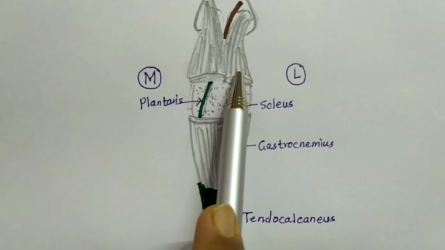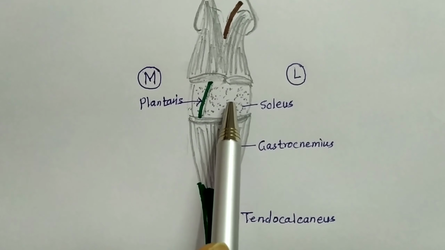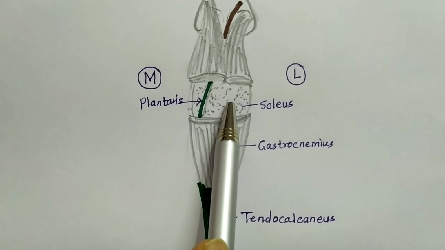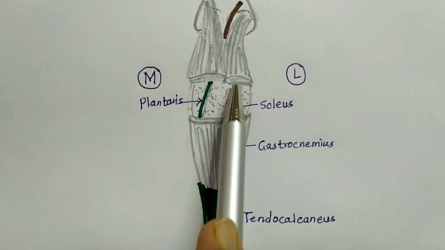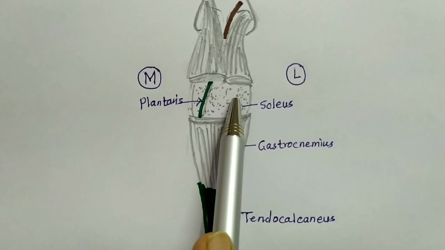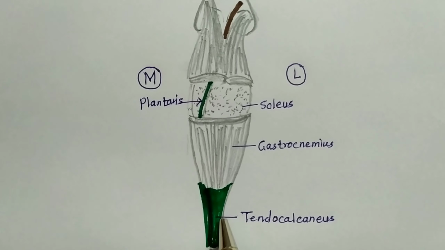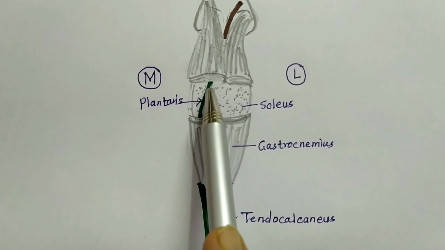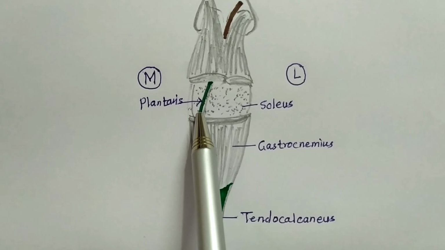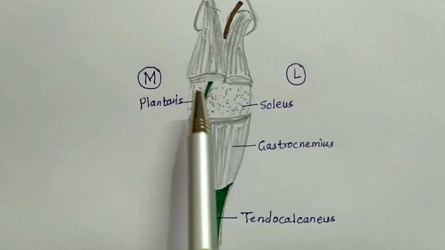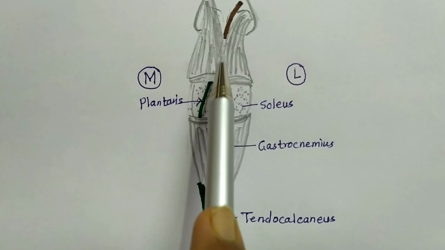The gastrocnemius is a strap muscle, while soleus is a multipinnate muscle. It is also called as peripheral heart. The 2 heads of gastrocnemius and soleus together are called as triceps surae, and the tendon of triceps surae is called as tendocalcaneus. It is the strongest tendon in the human body. The plantaris muscle is a degenerating muscle like the palmaris longus. It has short belly and long tendon.